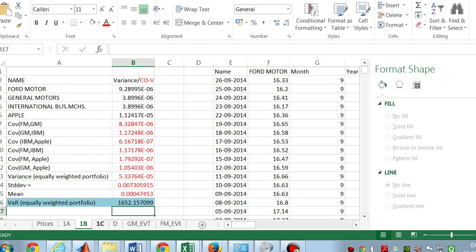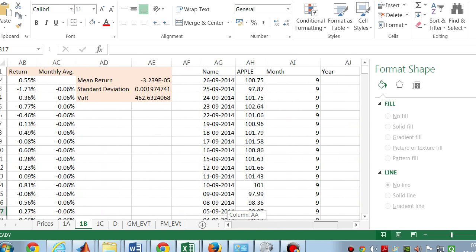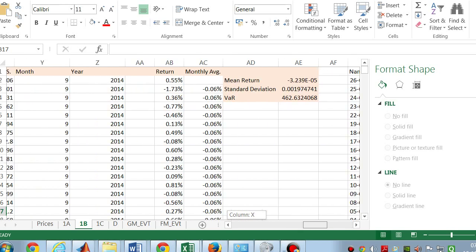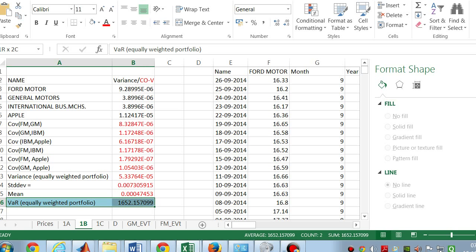I copy this sheet to sheet 1b, so you can see the individual VARs are there, but they have nothing to do with the statement of the problem per se, which requires us to find the VAR of the new portfolio constituted by 25,000 each of all portfolios. So now we know the ratios of each portfolio. These are equally weighted portfolios.